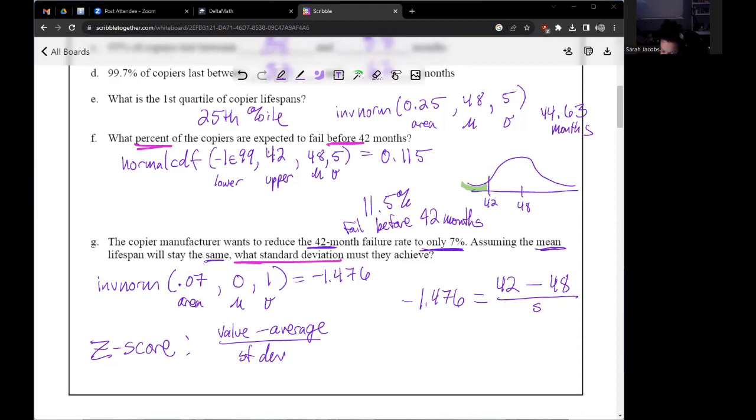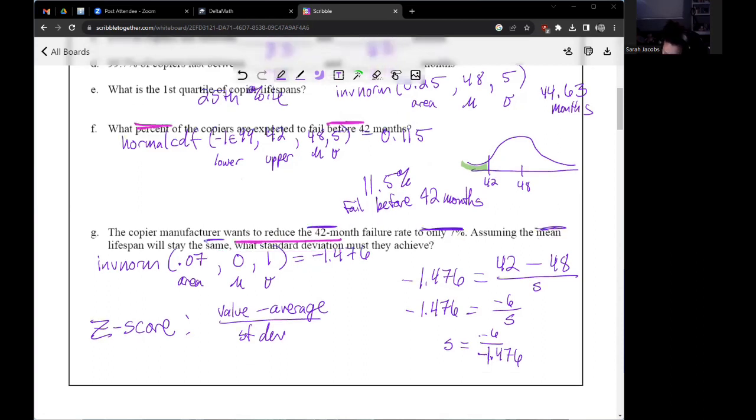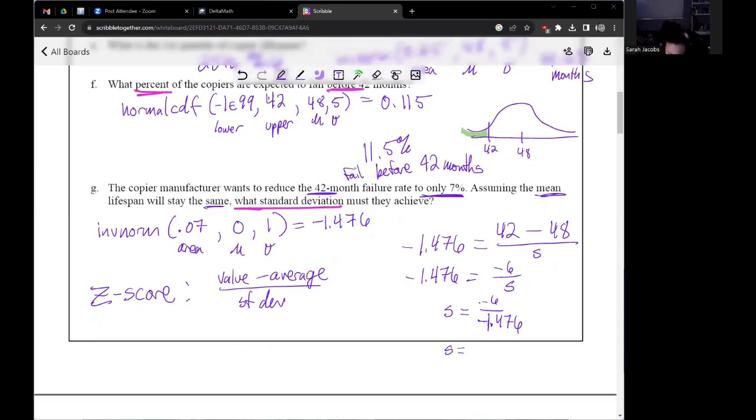All right, so we're going to just simplify. Negative 1.476 equals negative 6 over S. And when we do the algebra, what's going to happen is we get S equals negative 6 over negative 1.476. And that gives us a new standard deviation of about 4.07.